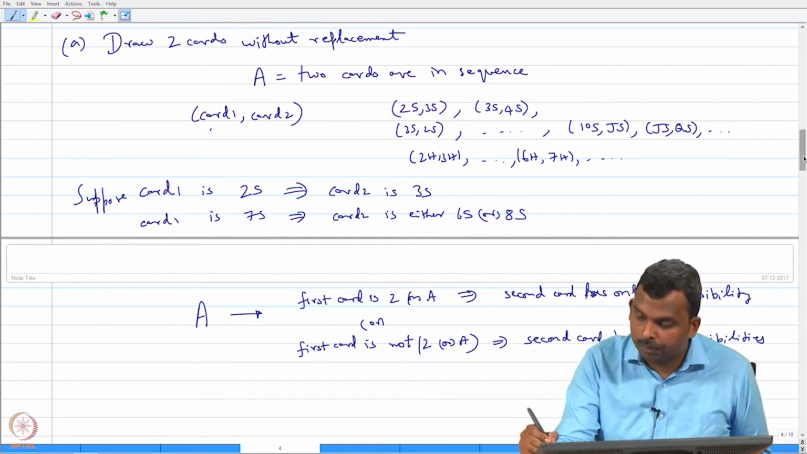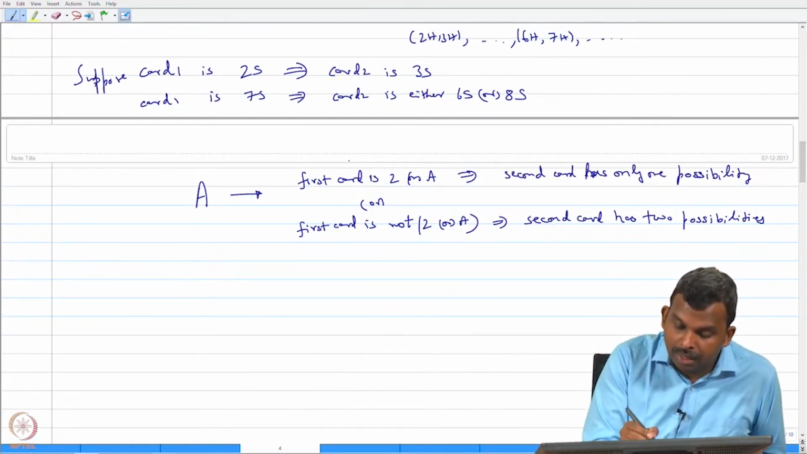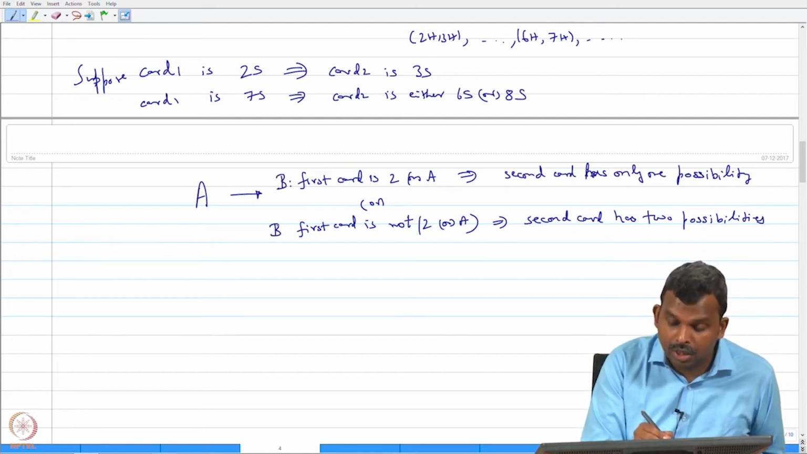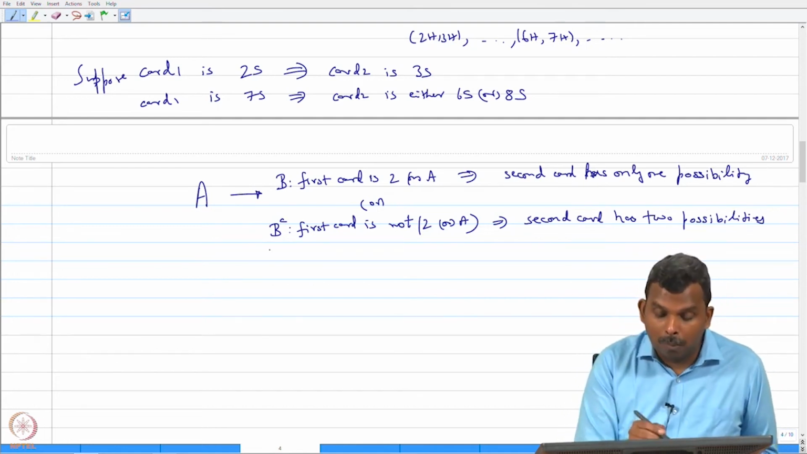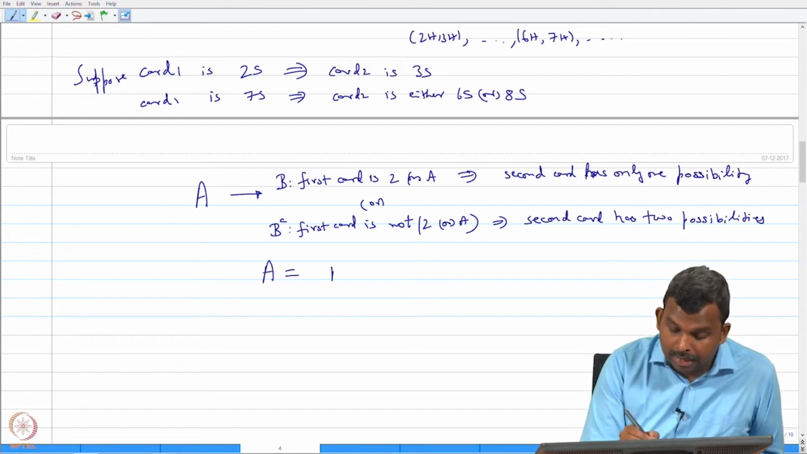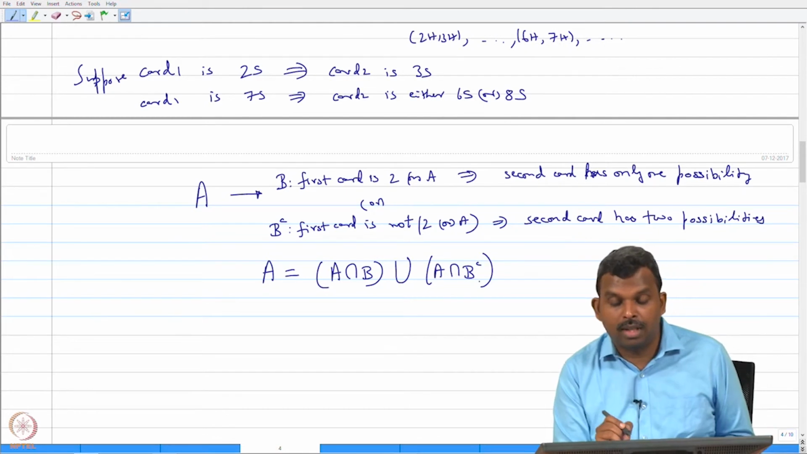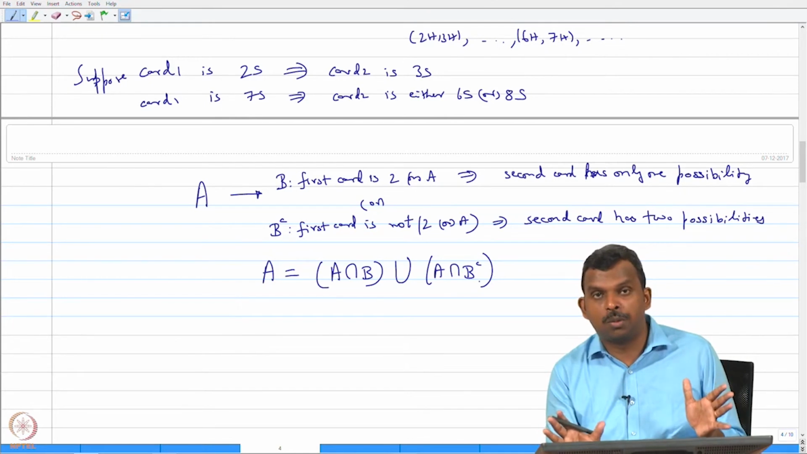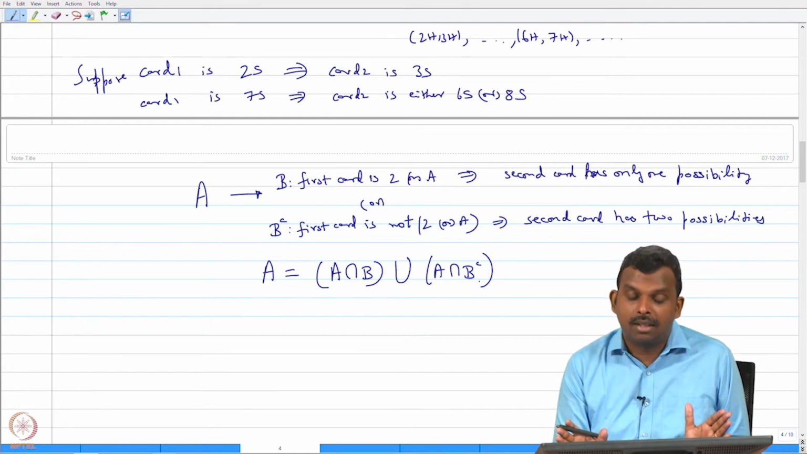So, the way you have to think of this is you can define an event B, which is first card is 2 or ace, and this is B complement, is it not? First card is not 2 or ace. So, I have to think of the event A as A intersect B union with A intersect B complement. This is sort of a mathematical description of what I am doing. I am taking the event A and splitting it into 2 possibilities. Either the first card was 2 or ace or it was not. And then I am doing a union.